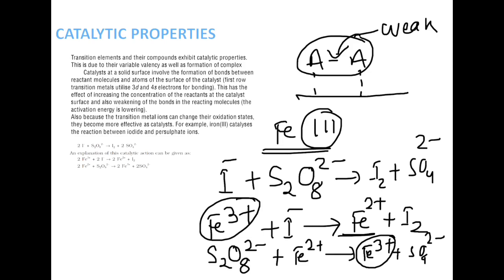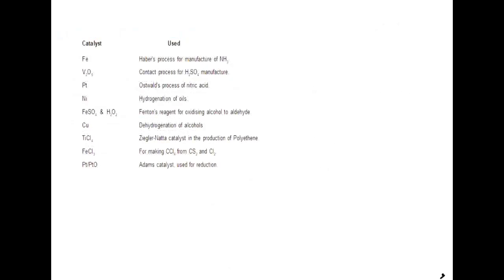So Fe3+ can be used as a catalyst due to its variable state. During the catalysis process, the ferric form is converted to ferrous, and the ferrous form again comes back to ferric form. So the transition metal, due to its variable state, can be used as a catalyst. You may remember which catalyst is used for which process. For example, iron is used as a catalyst in the manufacture of ammonia by Haber's process.